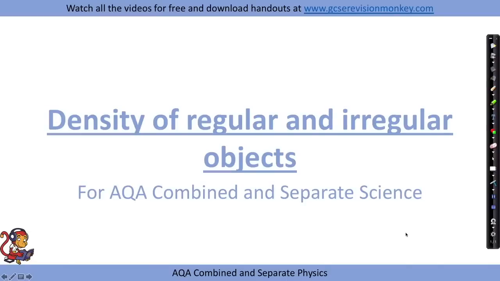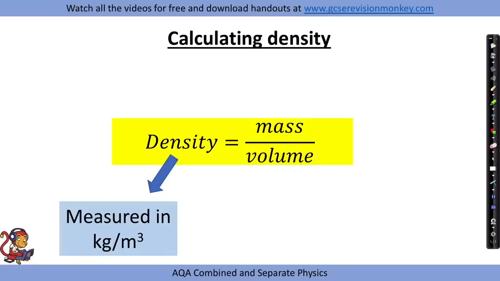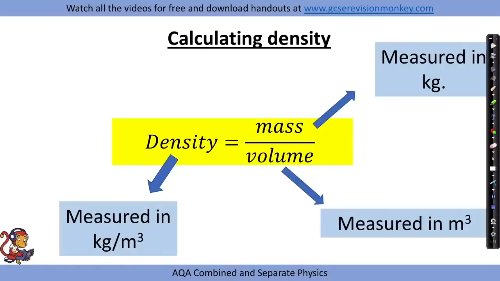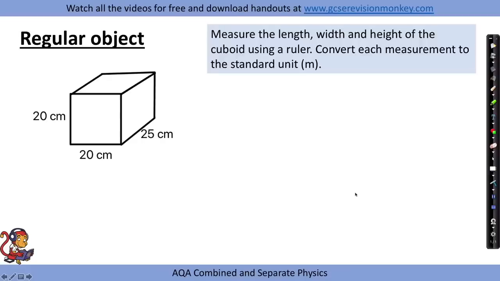Density of regular and irregular objects required practical. For this practical, we need to recall the equation density equals mass divided by volume, whereby density is measured in kilograms per meters cubed, mass is measured in kilograms, and volume is measured in meters cubed. So if we start by looking at the density of a regular object, here I've got a cuboid. We would measure the length, width and height of the cuboid using a ruler and convert each measurement to the standard unit, which is meters.